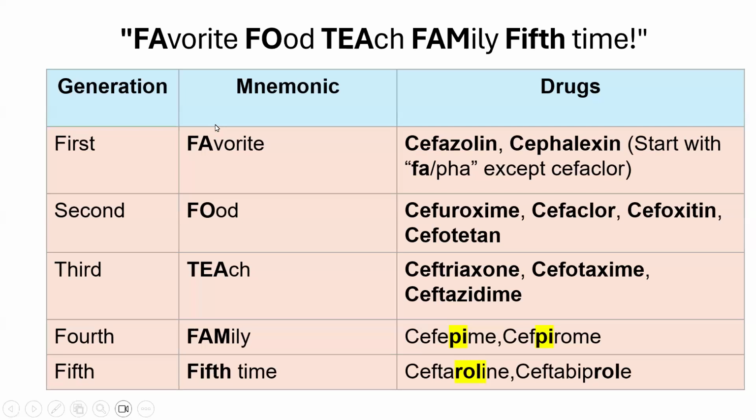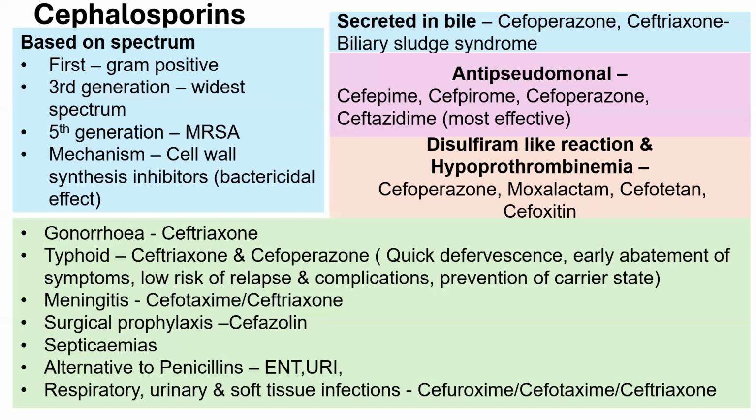Okay. So favorite food teach family fifth time, but it's difficult. You can make your own mnemonic and remember the drug names. Third generation is very important. And coming to spectrum of these generations, first generation normally is active against gram-positive, and third generation has a wider spectrum. Fifth generation is mainly active against MRSA.